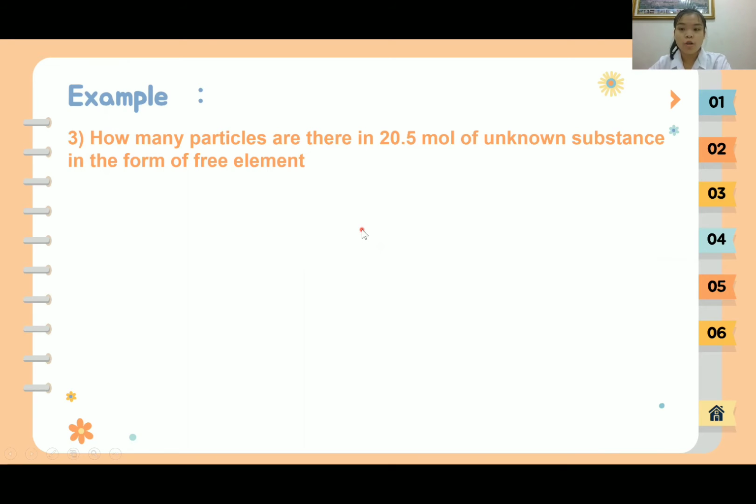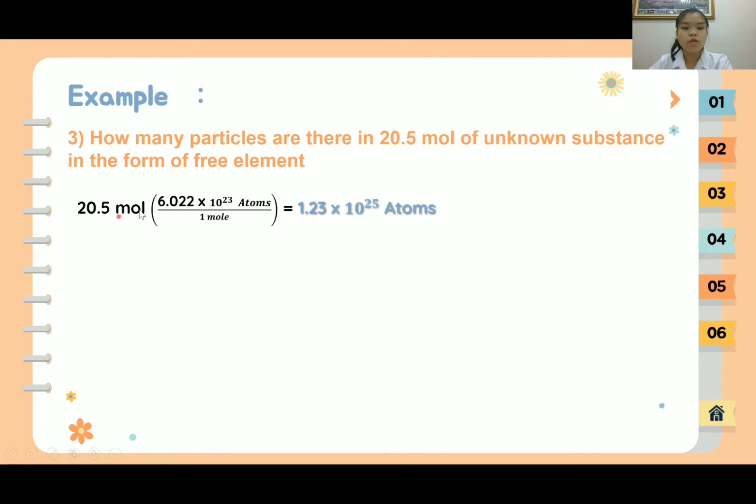Because the given is mole, we just need to change the mole into the Avogadro number, which is 20.5 mole times 6.022 times 10 raised to 23 atom, which will equal to 1.23 times 10 raised to 25 atoms. Remember it using atoms because this is a free element.